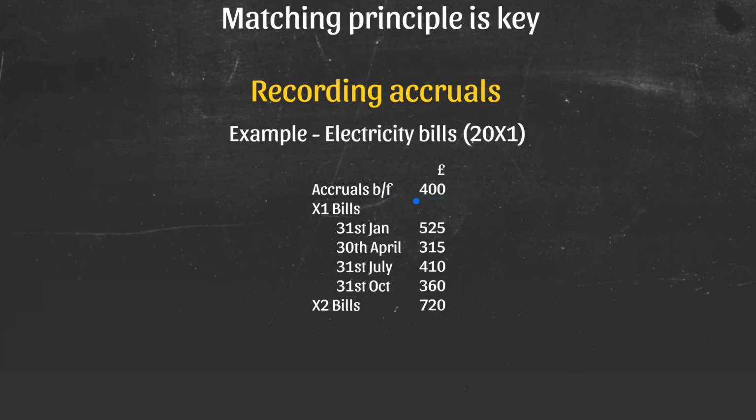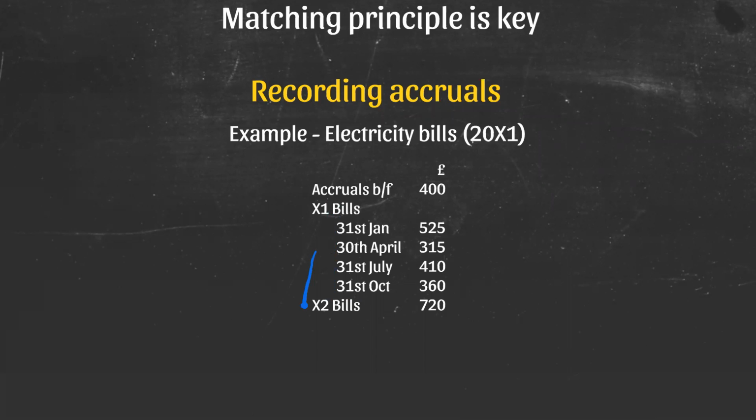So £400 that has been used by this business in the X0 financial year, but is only going to be paid for when we settle this bill in the X1 financial year. We can then see that we have 4 bills in the X1 financial year. So clearly we are settling our electricity on a quarterly basis here. So at the end of the month in each relevant quarter, we have a bill to account for.